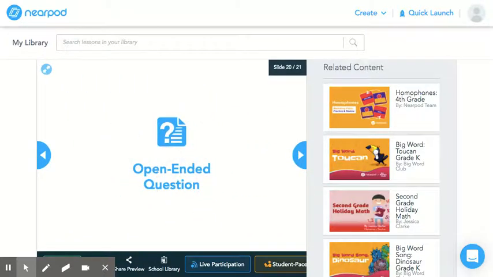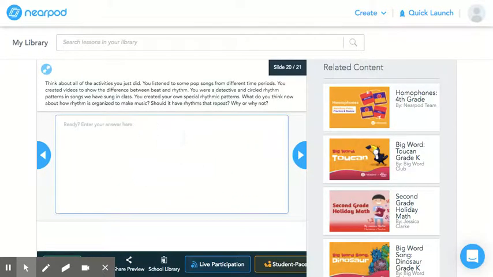And then at the end, to culminate the lesson, I talk through all the activities we've done: listening to some pop songs from different time periods, creating videos to show the difference between beat and rhythm, having them think back to being a detective and circling rhythm patterns in songs they've sung in class, and creating their own special rhythmic patterns. And then finally, I say, what do you think now about how rhythm is organized to make music?